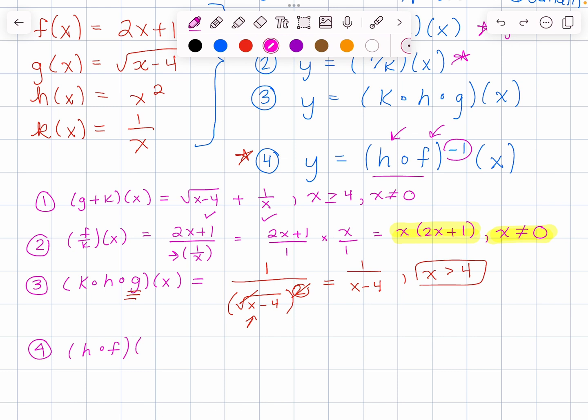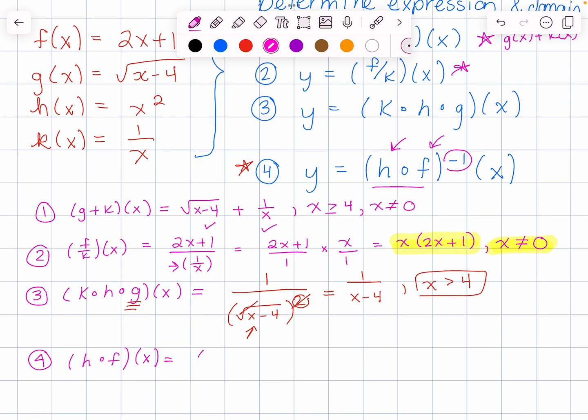H of f of x. Okay, so I need to put f of x inside h of x. So I have 2x plus 1, and inside h of x just means I have to square it. Okay, next step. Let's go h of f inverse of x. So this means I flip my y and my x. So it's going to change to x equals 2y plus 1 squared.